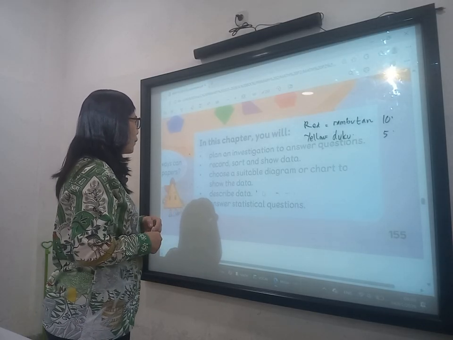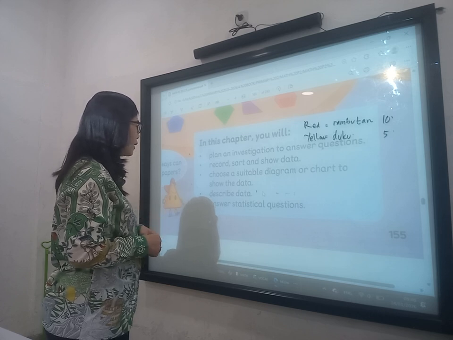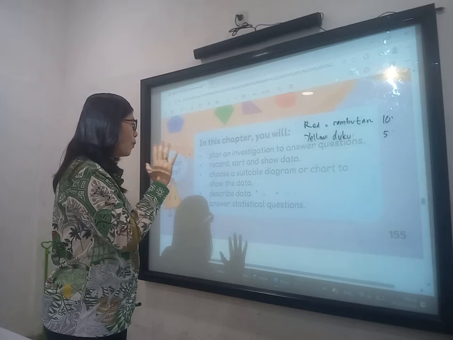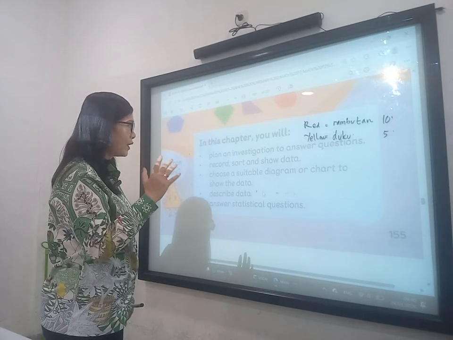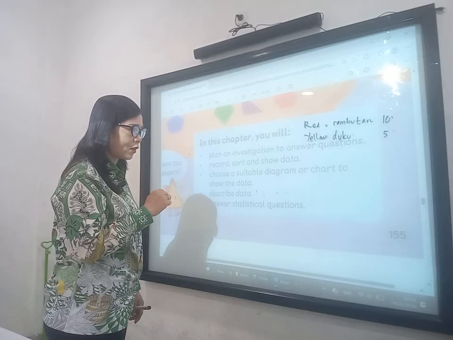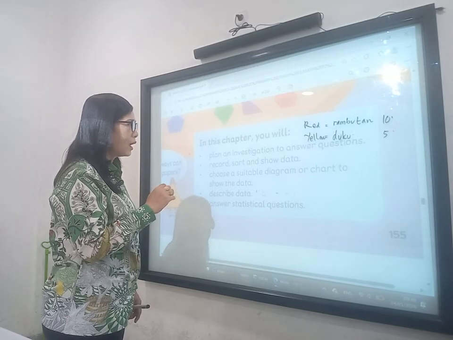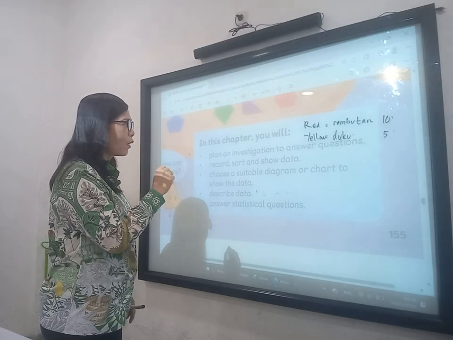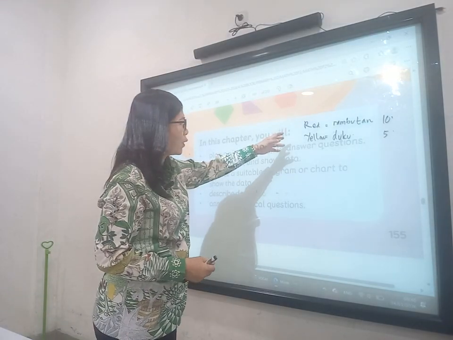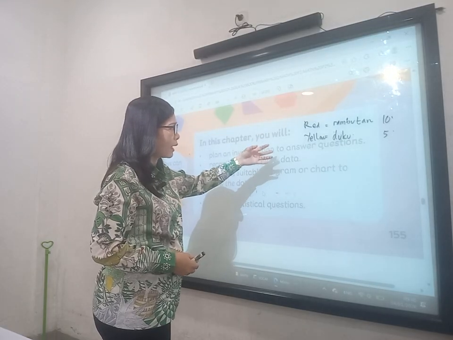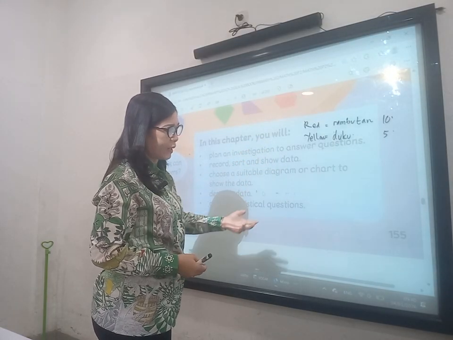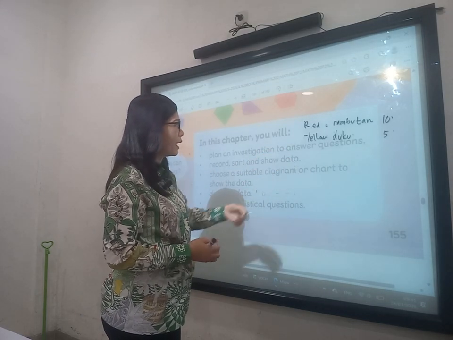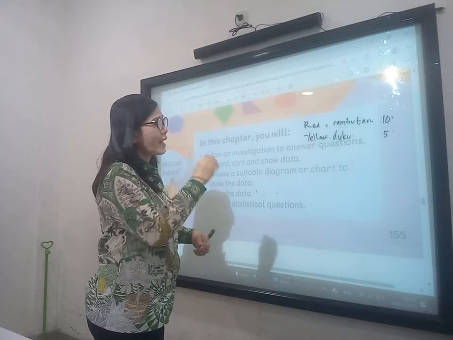Record data means that students firstly record how many in total they want to investigate, how many total students they record first. And then sort here means that they group the objects that they want to find. For example, they group the favorite fruit into red fruit and yellow fruit, something like that. And then this is how to show the data, and then they can make it in a diagram.